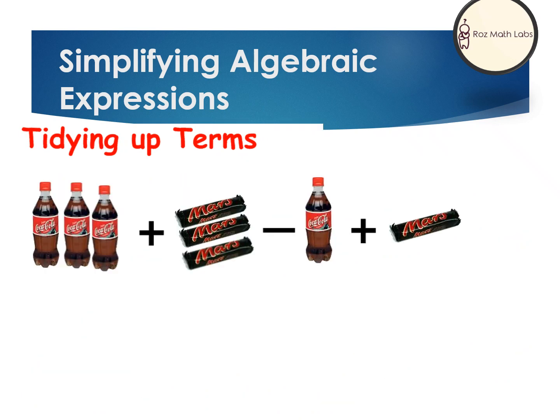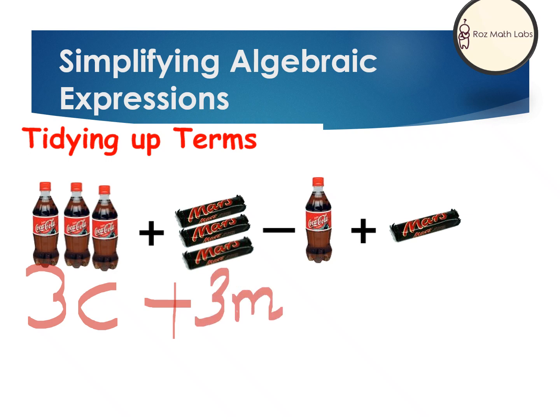The next example, we are adding and subtracting some food items. So let us represent the Coke by the letter c. We have 3 Coke bottles. I can write as 3c. I have 3 Mars chocolates. I can write them as 3m, minus 1 Coke. And I add 1 more Mars.